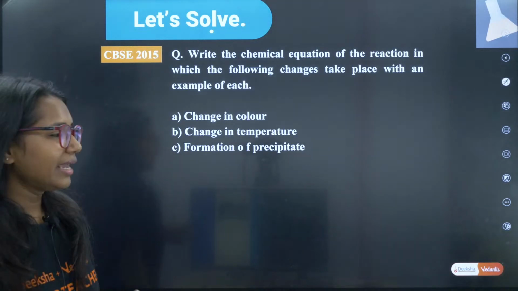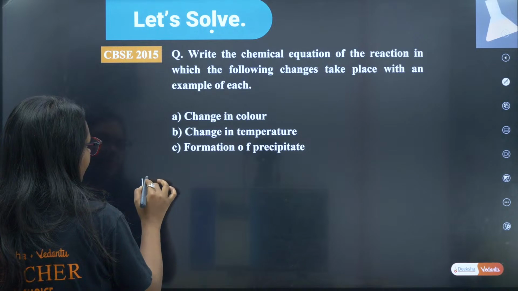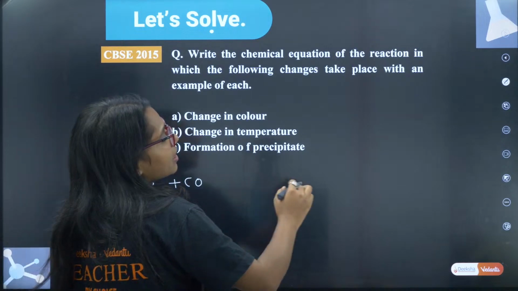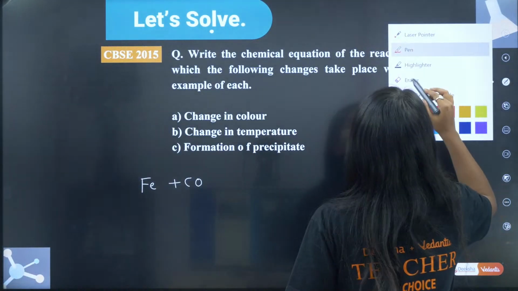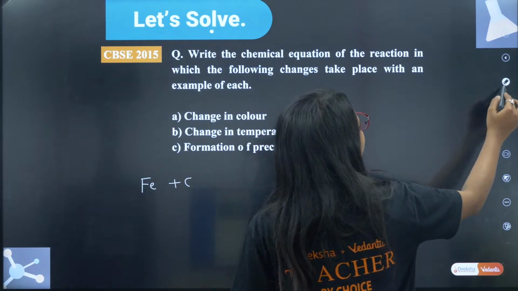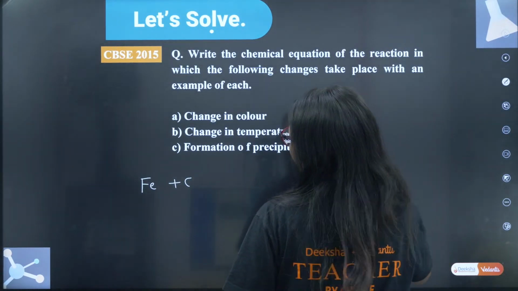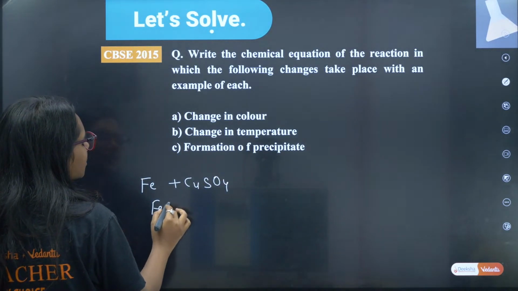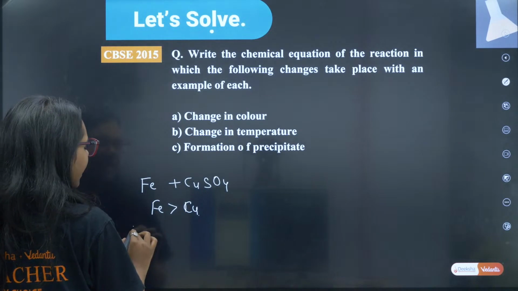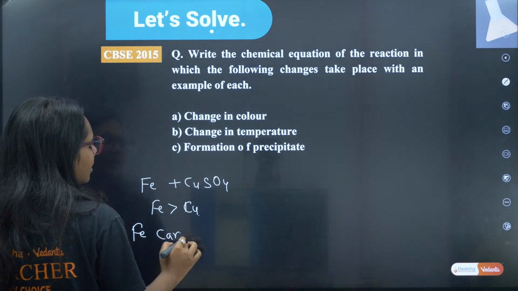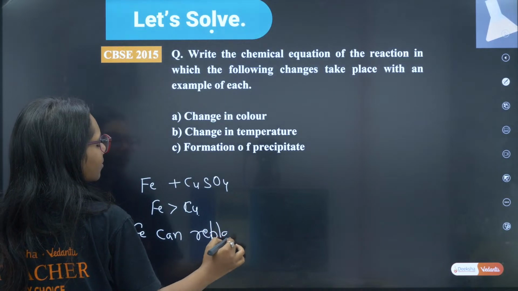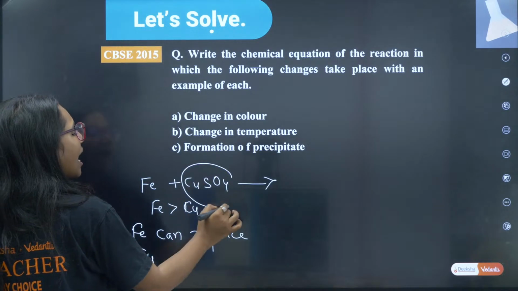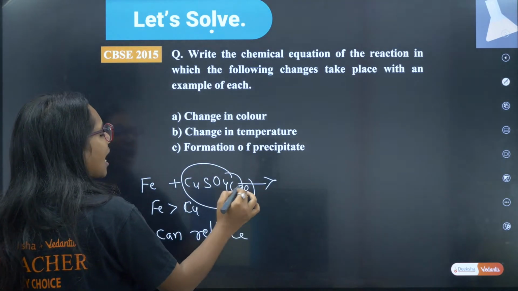So, iron plus copper sulfate. My dear students, which reaction is this? You know that iron is more reactive than copper, right? It means that iron can replace copper. So, iron plus copper sulfate, aqueous. Copper sulfate is in the aqueous form.